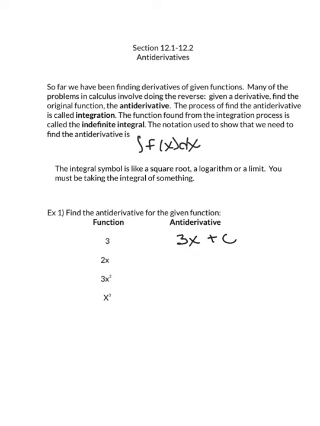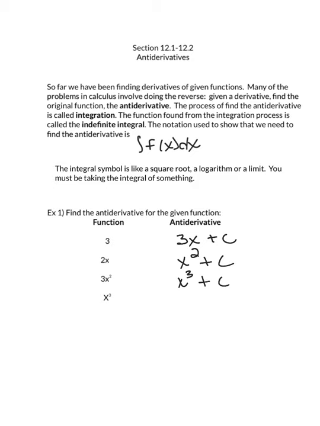Moving on to the next function. If I have a function that I know is a derivative, then what was it originally? If it's 2x, well, then it had to have been x squared. Don't forget to write plus c. If my derivative is 3x squared, then my original function must have been x to the third plus c.